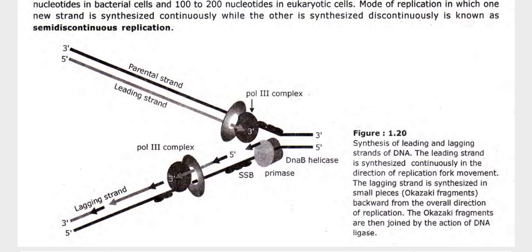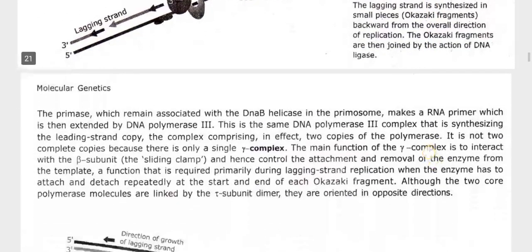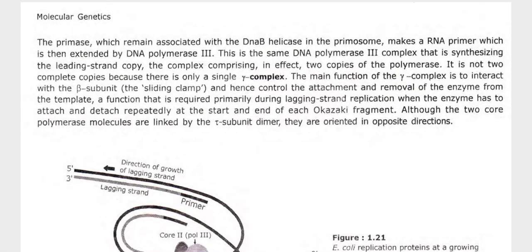Synthesis of leading and lagging strands of DNA. The leading strand is synthesized continuously in the direction of replication fork movement. The lagging strand is synthesized in small pieces, or Okazaki fragments, backward from the overall direction of replication. The Okazaki fragments are then joined by the action of DNA ligase. The primase, which remains associated with the DnaB helicase in the primosome, makes an RNA primer, which is then extended by DNA polymerase III.